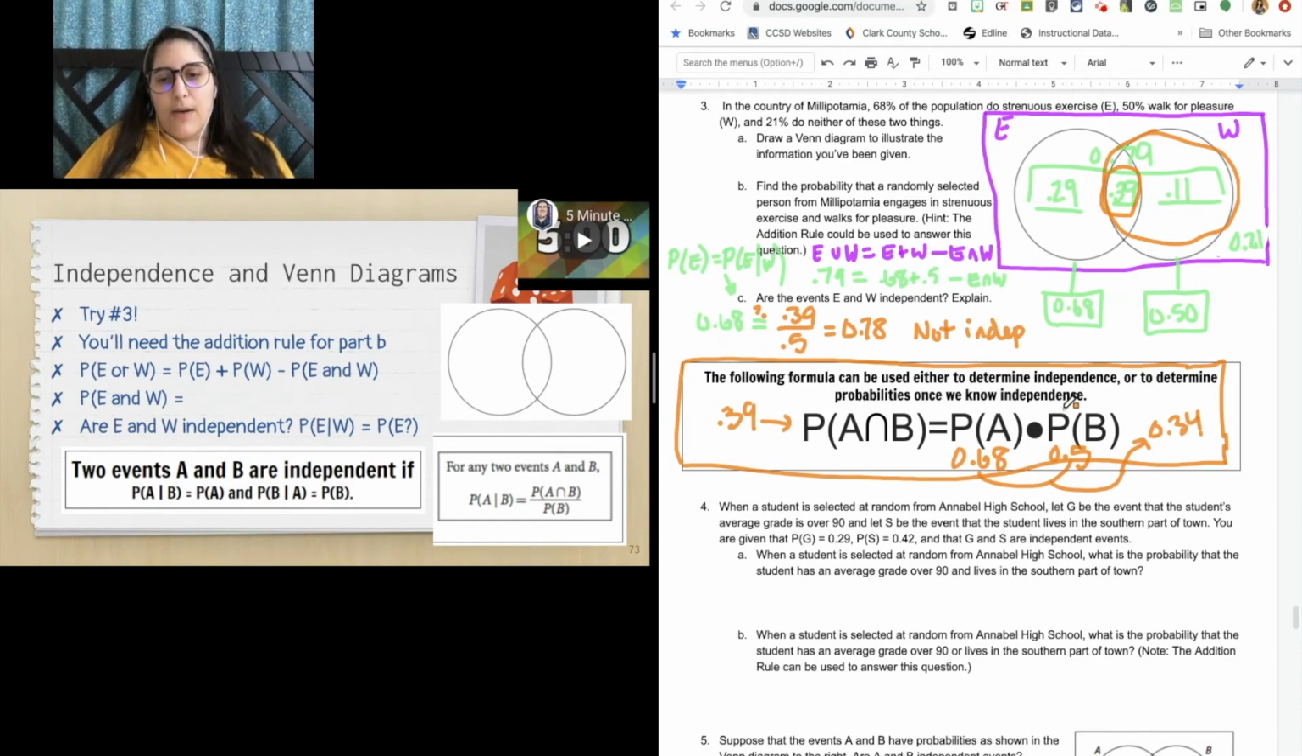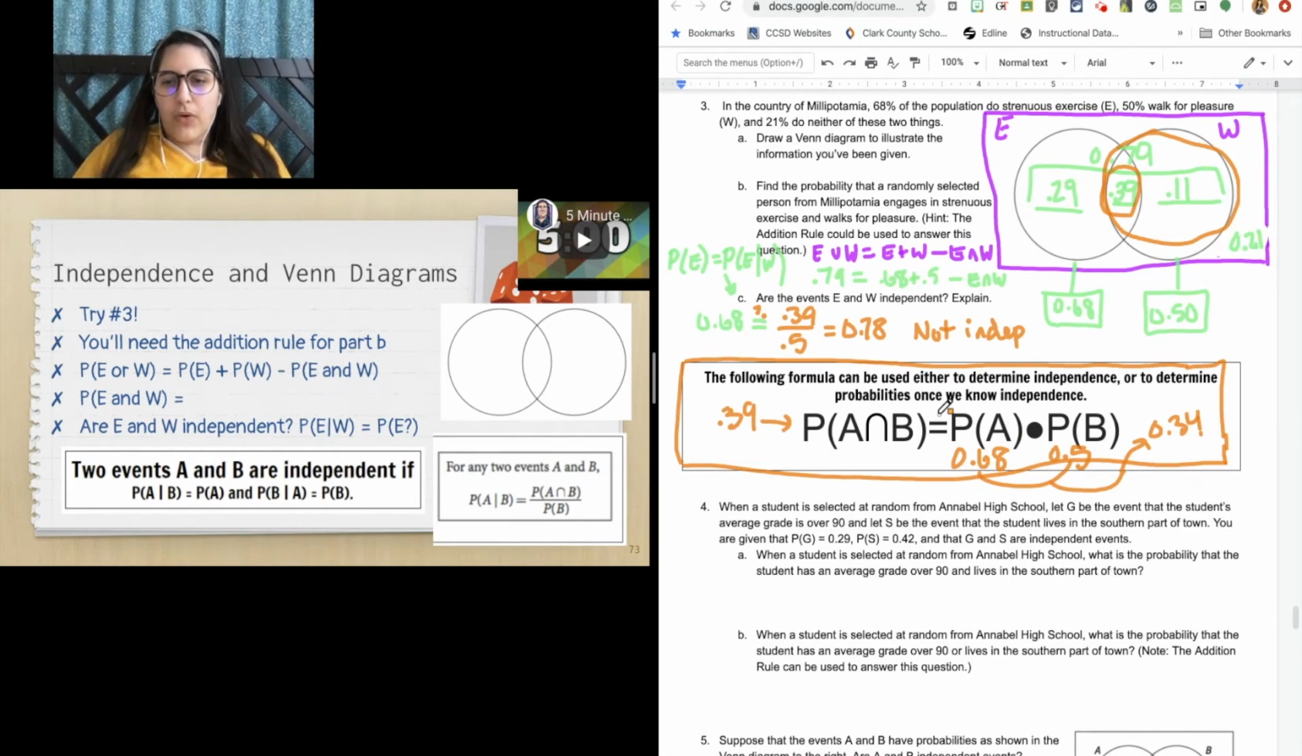Okay. And then one thing I do want to note for you is that if you are told in the problem that the events are independent, then you can use this formula right here to figure out something that you don't know, right? Say you didn't know the and probability, but you knew these two probabilities, A and B, and you knew they were independent, then that would mean you could do some multiplication. Okay. So with all of that, I want you to try number 4 and number 5.